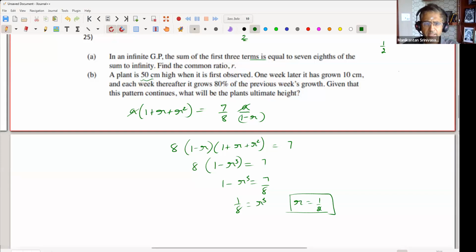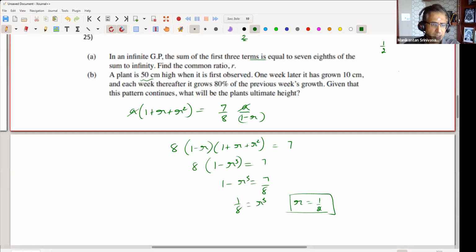Okay. Plant is 50 centimeter high. This one, Thais, did you do this one? No, I couldn't do it. Why not? I was a bit confused about that part. Why? I mean, it seems fairly straightforward. Plant is, okay, let's see. 50 centimeter high when it's first observed. 1 week later, so this is week. Okay. And this is the height.